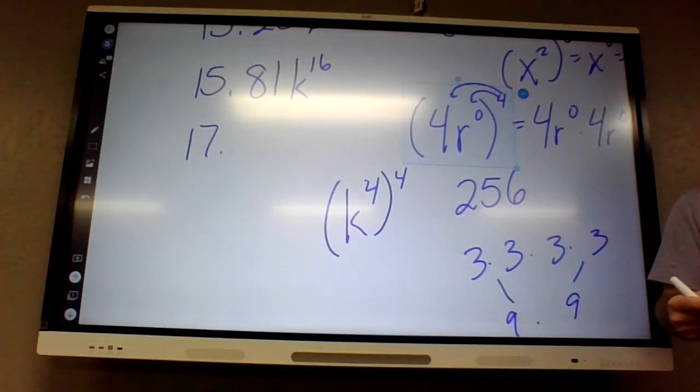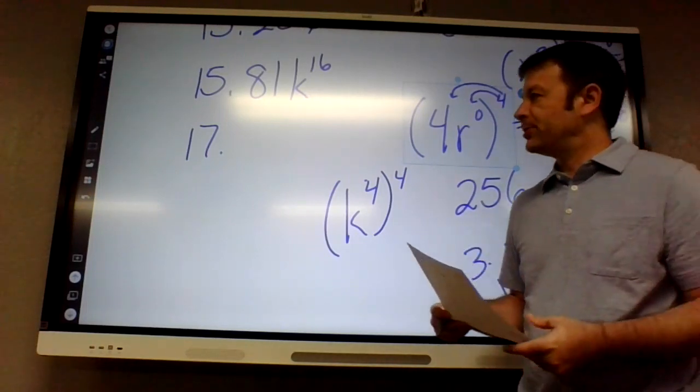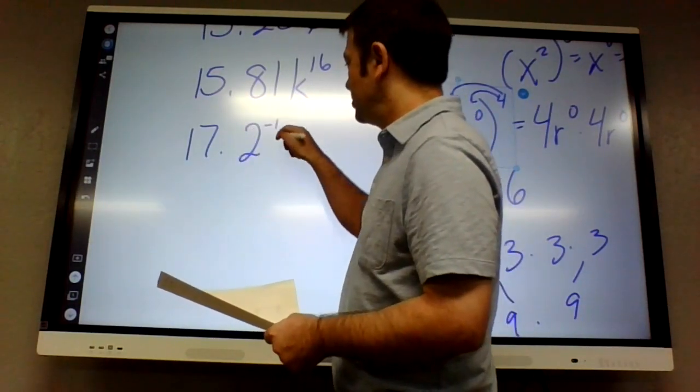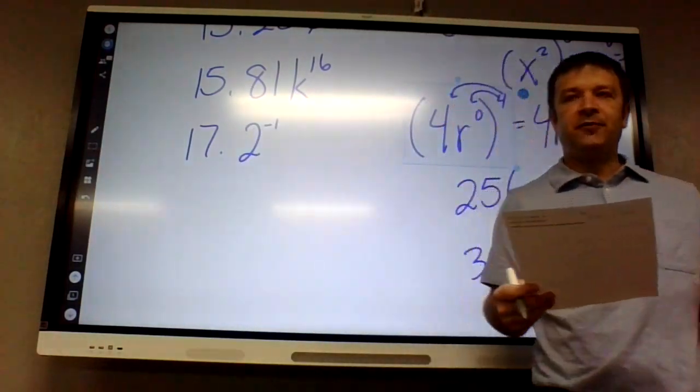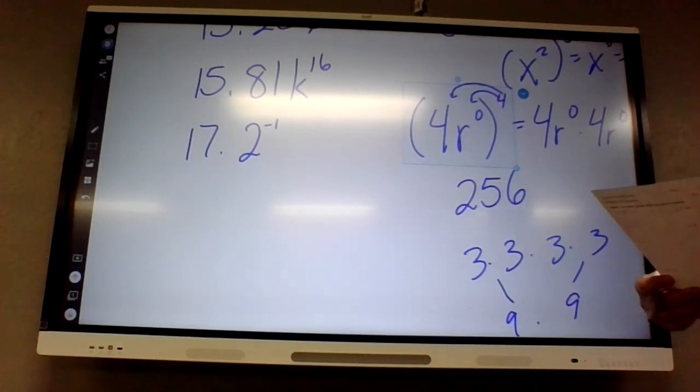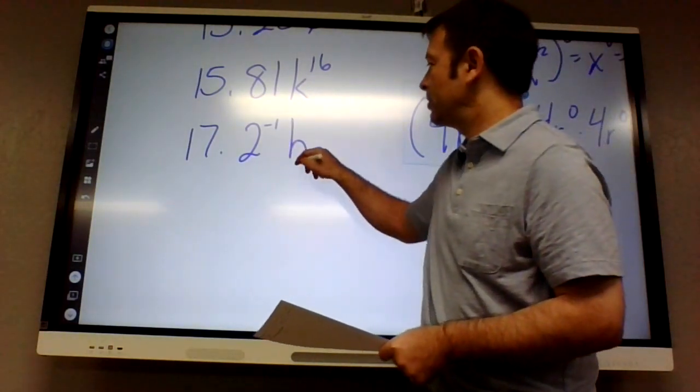Number 17. Okay, let me just write it like this. We got 2 to the negative 1, and we have b to the 4th to the negative 1. What do we do with the exponents? Multiply, right? Just like we did in the last few problems. So what's 4 times negative 1? b to the negative 4th.